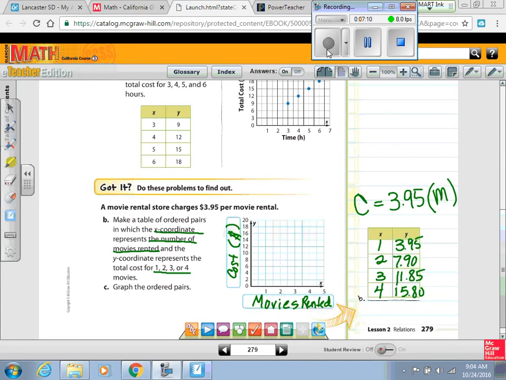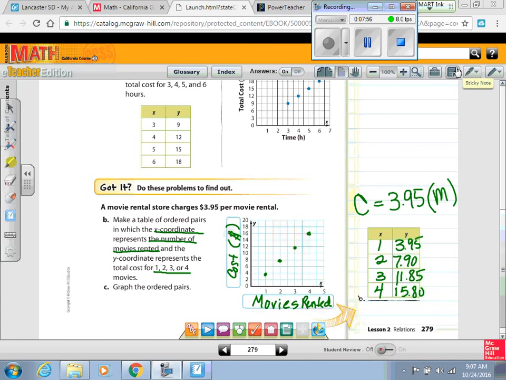In part C, they asked to graph the ordered pairs. So for 1 movie, it's almost $4. For 2 movies, it's almost $8. For 3 movies, it's almost $12. And for 4 movies, it's almost $16. And once again, you can see the linear relationship that this relation has in these coordinate pairs.